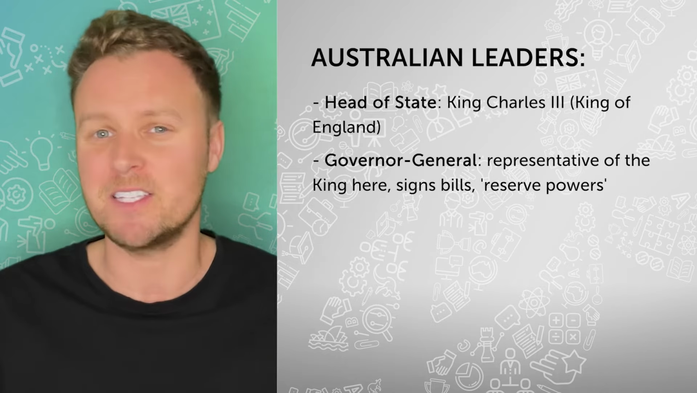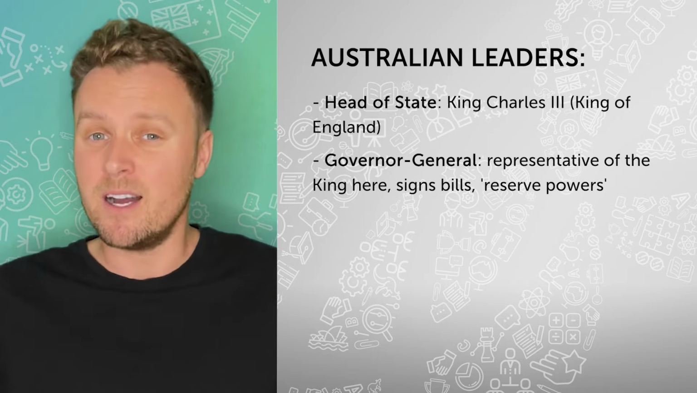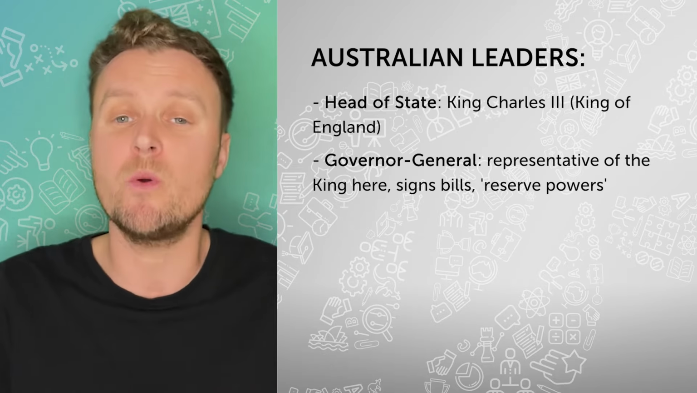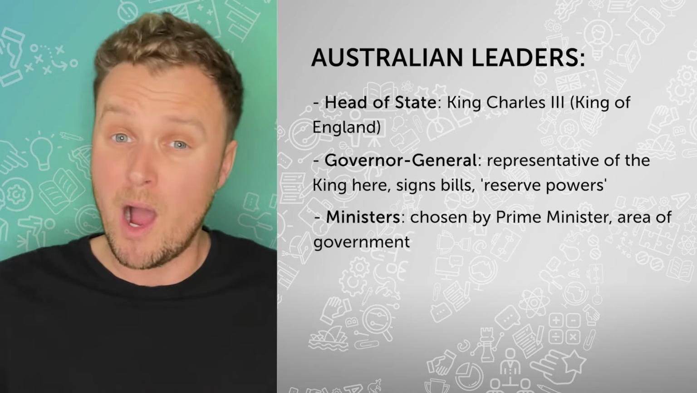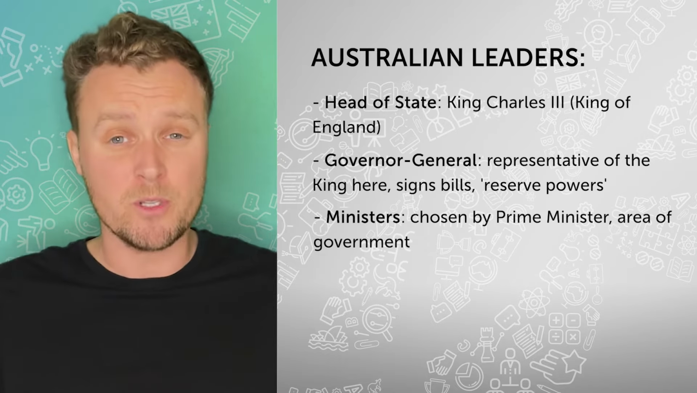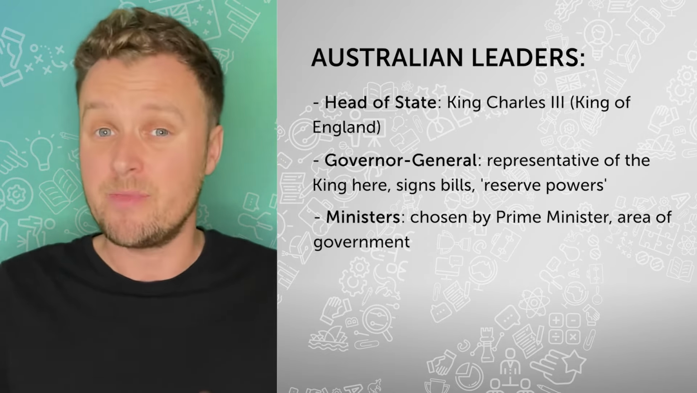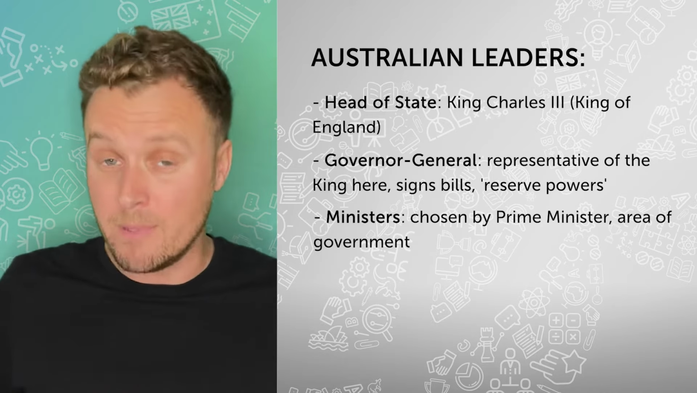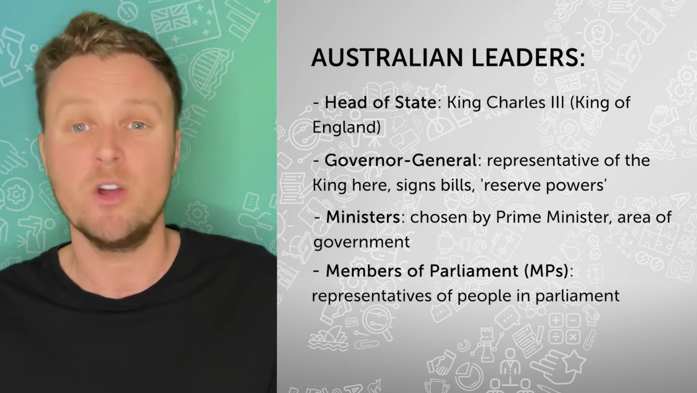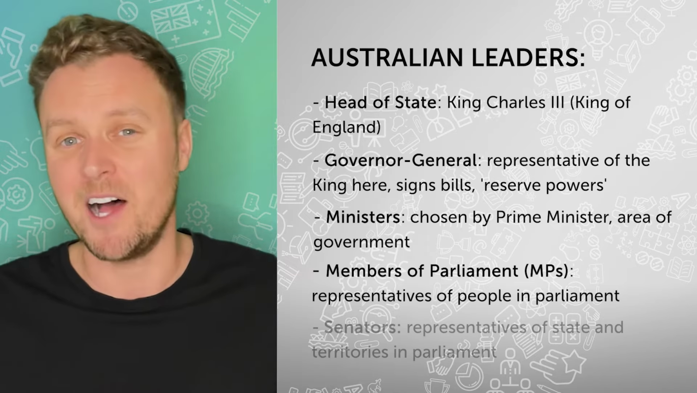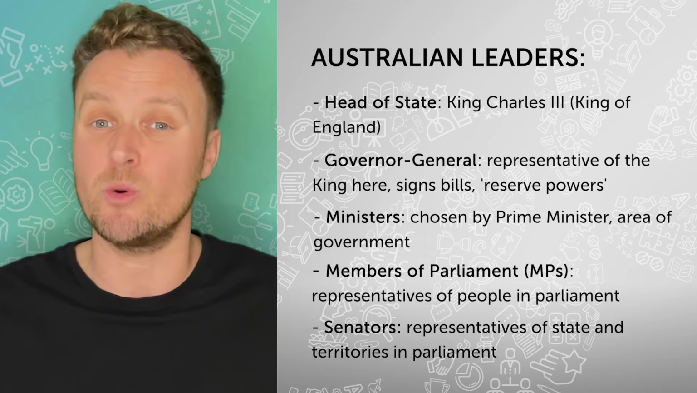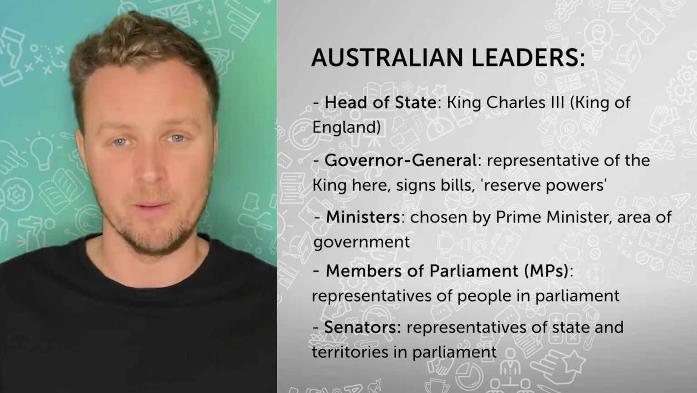Now, let's take a look at some of Australia's leaders. Besides the head of state and Governor-General that we have talked about, there are also government ministers, who are members of parliament chosen by the Prime Minister to be responsible for an area of government. Then we have MPs, or members of parliament, who are the people's representatives in the Australian or state parliament. Lastly, we have the senators, who are elected representatives of a state or territory in the Australian Parliament.